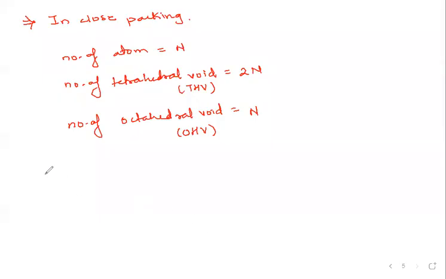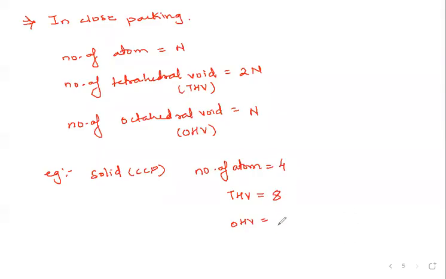For example, if we have a solid having a CCP structure, the number of atoms for CCP or FCC is 4. So what will be the tetrahedral voids and octahedral voids? If the number of atoms is 4, then the tetrahedral voids will be 8 and octahedral voids will be 4. Clear?